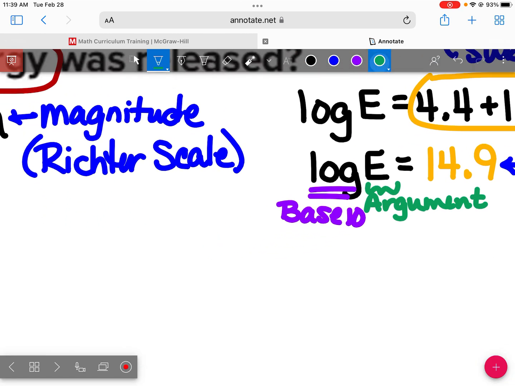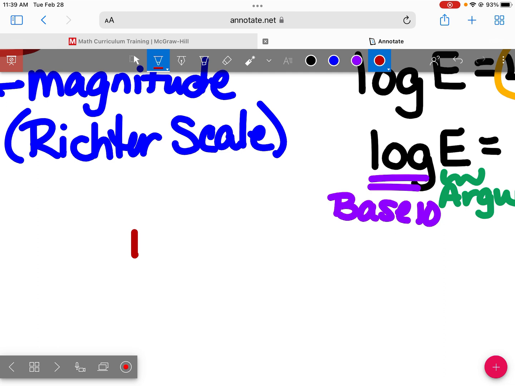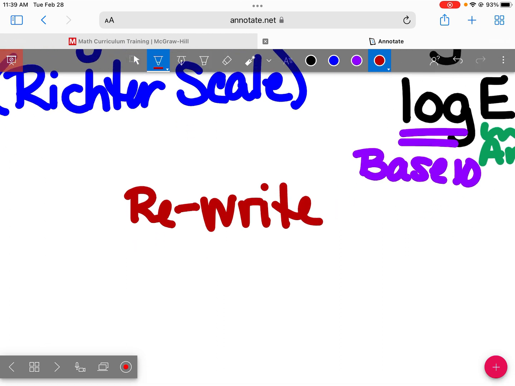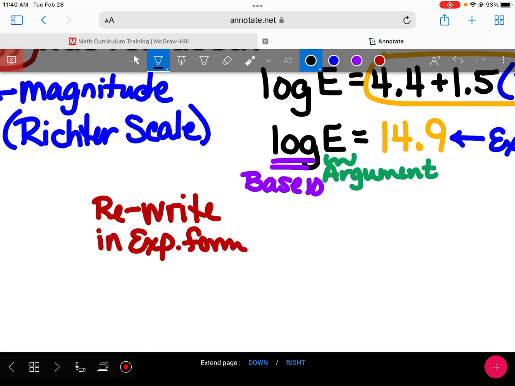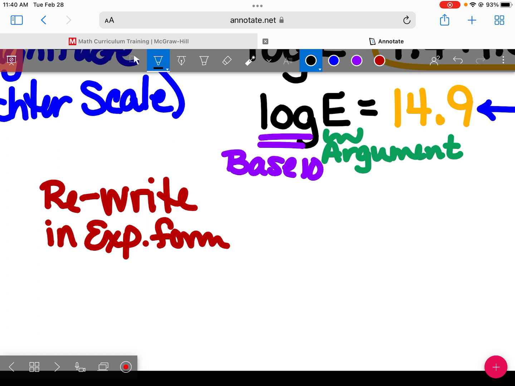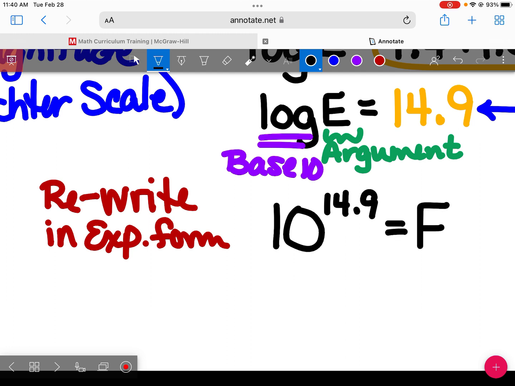Rewrite this in exponential form. What would this look like rewritten in exponential form? Does log go in exponential form? What do we start with? 10. We start with our base. 10 to the power of 14.9 equals E.